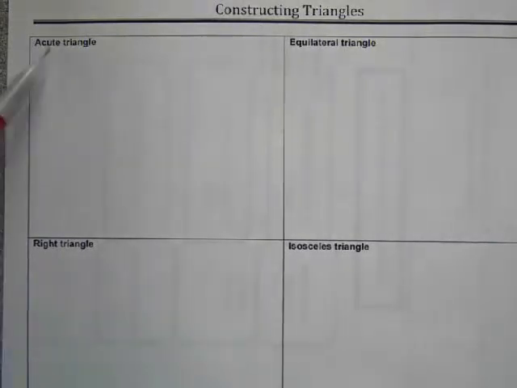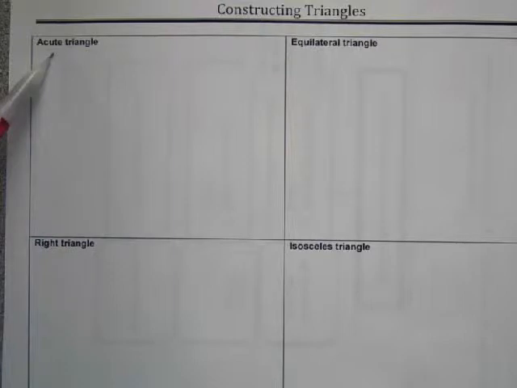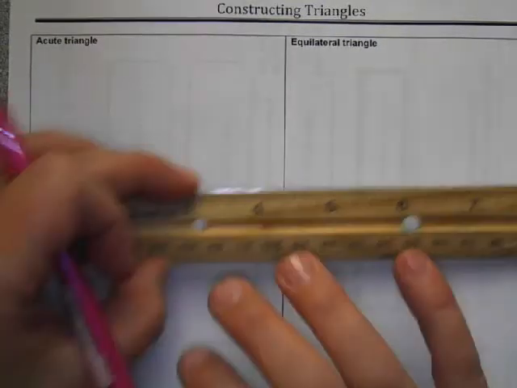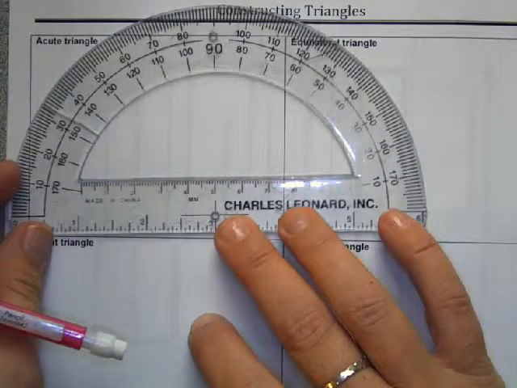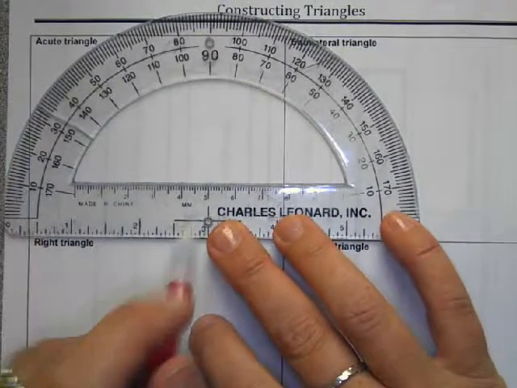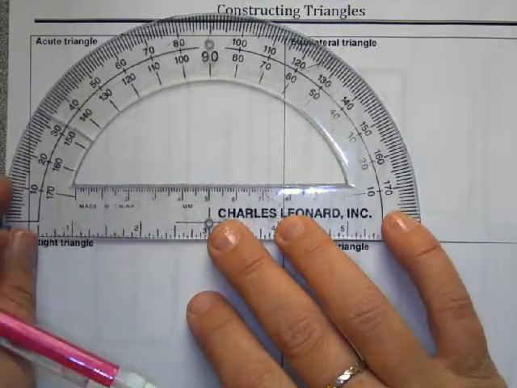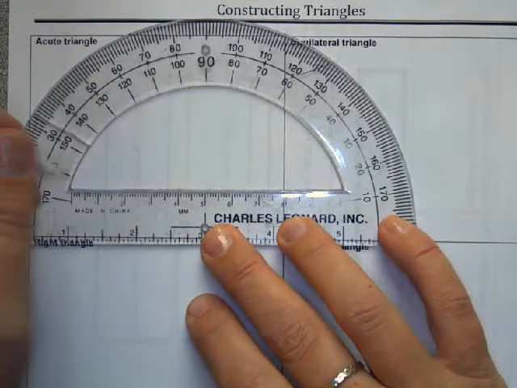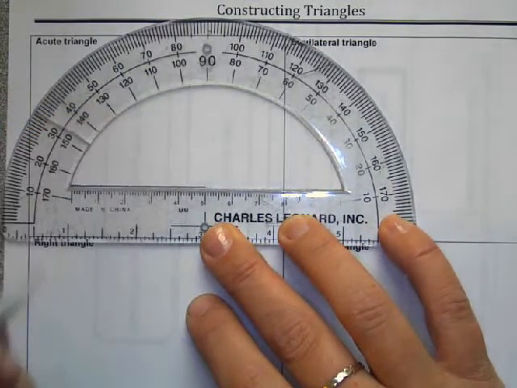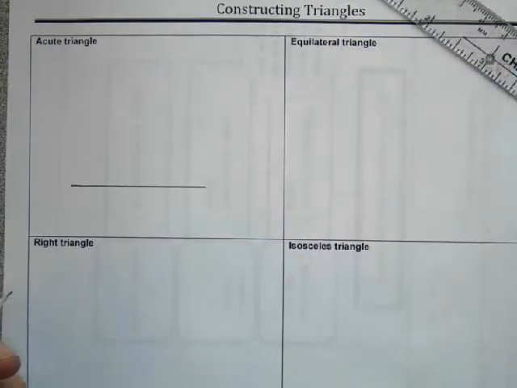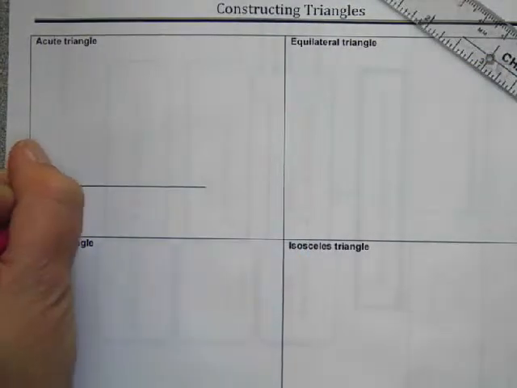But for an acute triangle, we need to know that all angles are less than 90 degrees. So in order to start with a triangle, we need to start out with a side. You can use the ruler part of your protractor, or you can use a regular straight edge. But choose a length. I'm going to make mine 5 centimeters. So you always have to start with one side of your triangle.